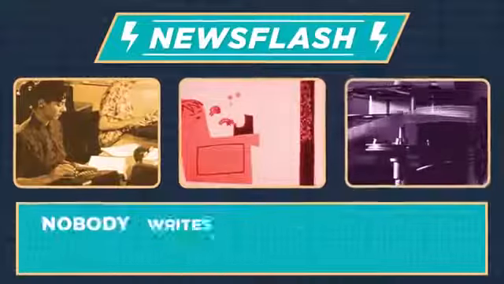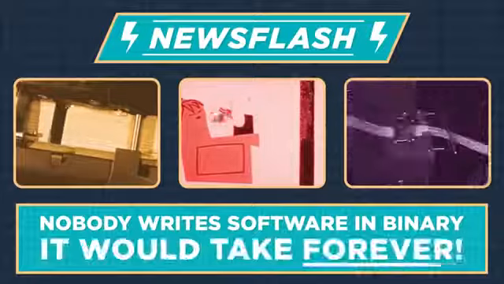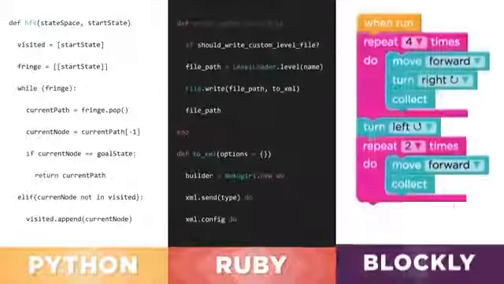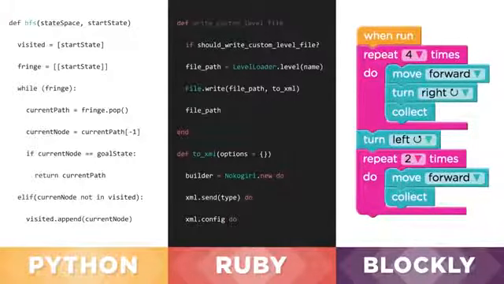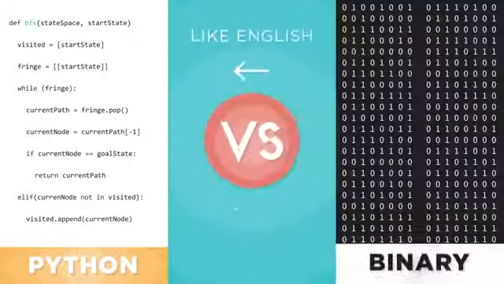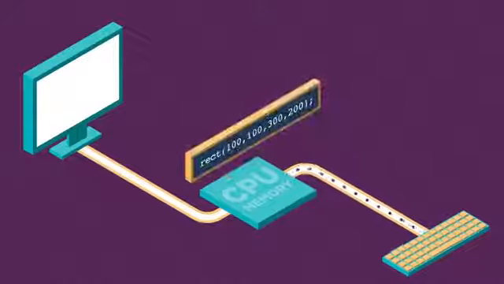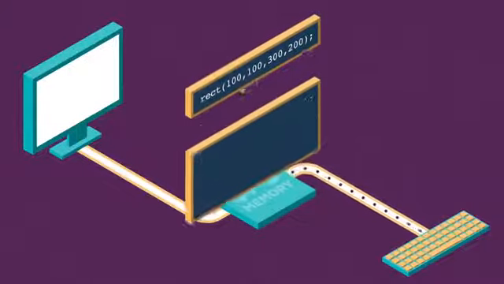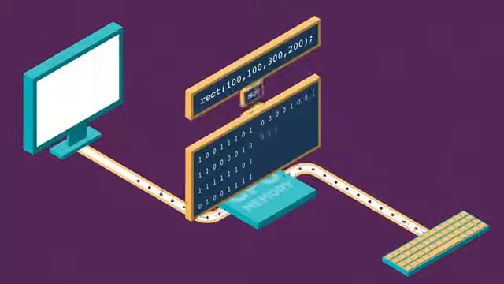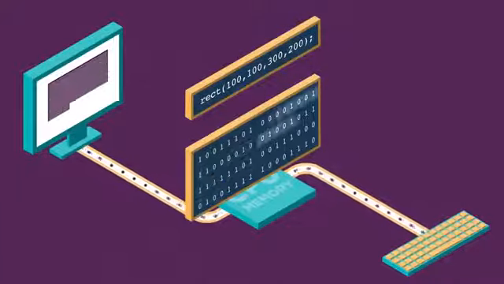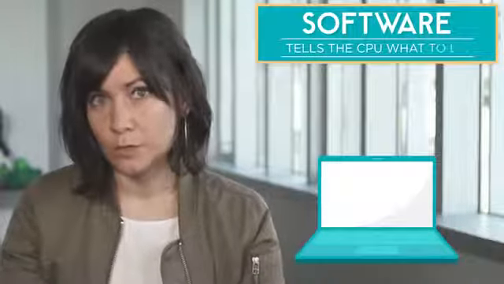These days, nobody writes software in binary. It would take forever. Today, the software we write looks more like this, or even this. Programming languages like these let you type in commands in something that looks a lot like English. To draw a rectangle on the screen, you just need a single command. This high-level command is converted into hundreds or thousands of simpler binary commands that the CPU understands. Software tells the CPU what to do.